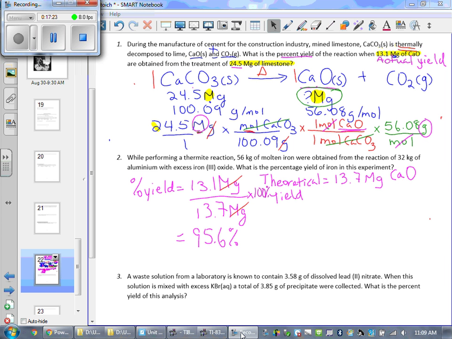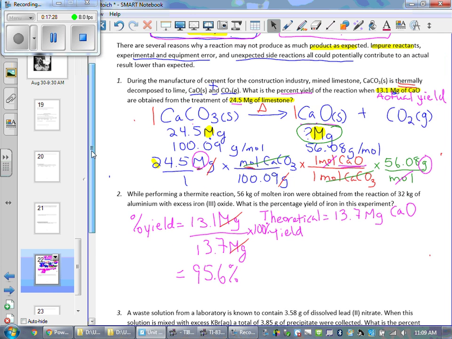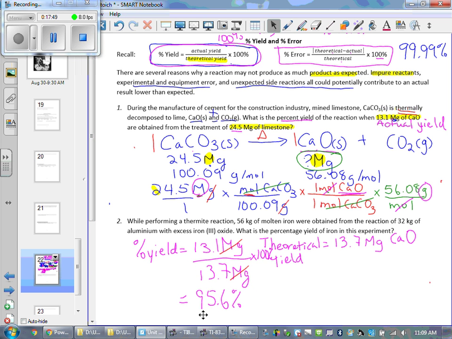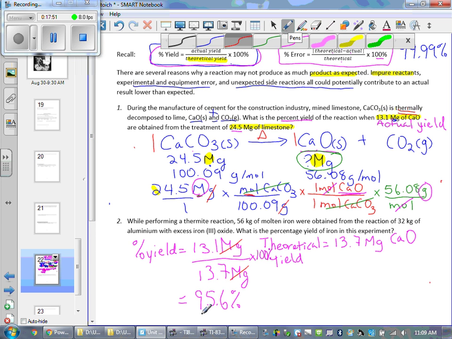So we could just subtract this from 100 to get our percent error, or we could do theoretical, our 13.7, minus actual, which is 13.1, divided by theoretical, and we get the same percent. Subtract that from 100. So if this is what you got on the test, Katie, how would you figure out what percent you got wrong? That's kind of what percent error is, how much you got wrong. Does that make sense?